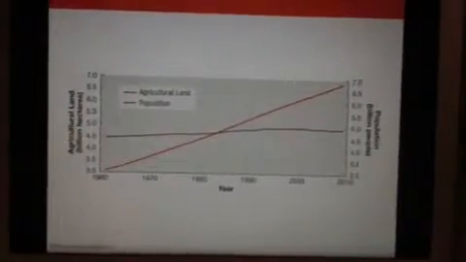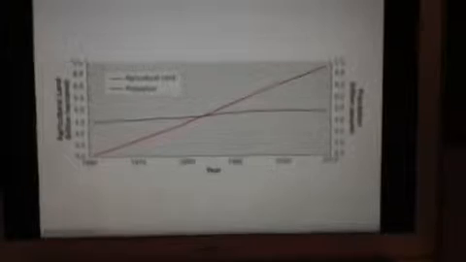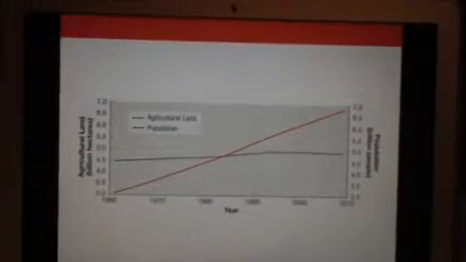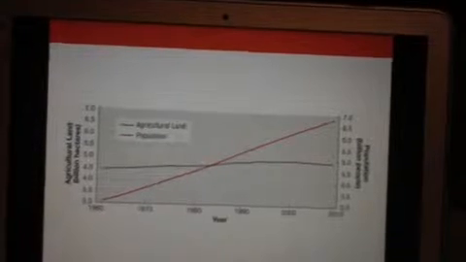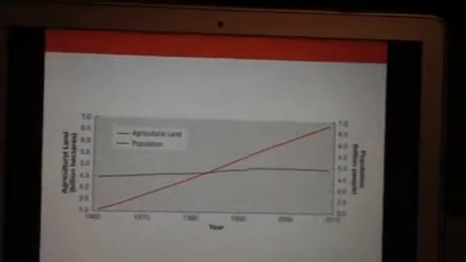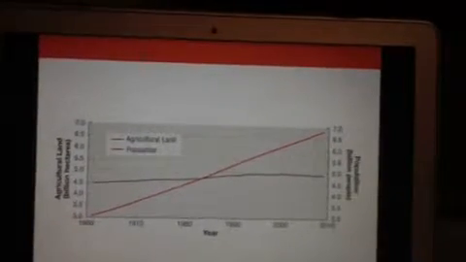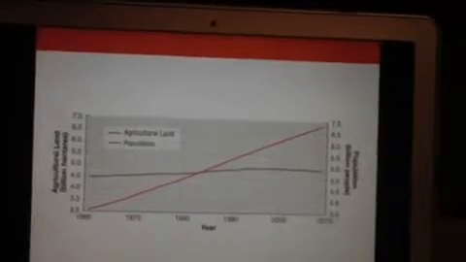Okay, so we have agricultural land and the population rising. So we see from 1960 to 2010 how the population has risen, and the amount of agricultural land has essentially stayed the same during that time.